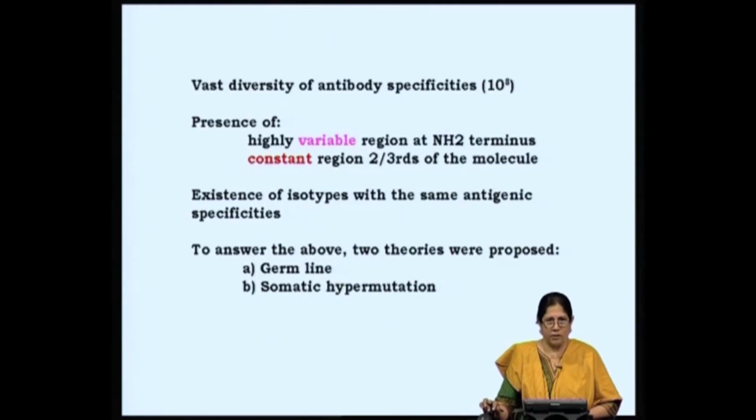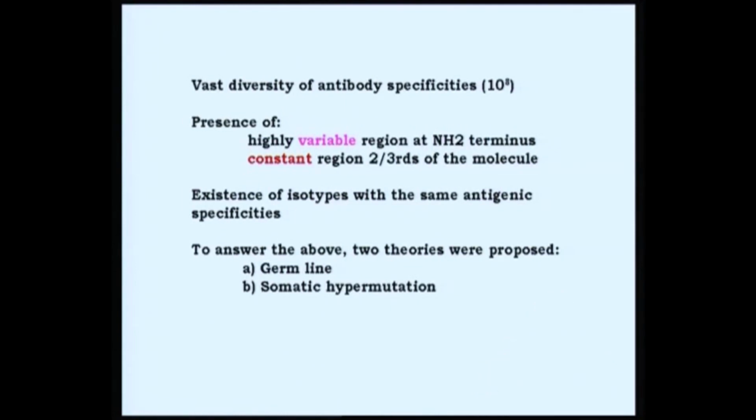Now, the germline theory proposed that we in fact do have that many number of genes which correspond to 100 million different specificities. This of course one can imagine could not be so, because the body cannot invest in such a large proportion of genes being dedicated only to the immune system, not only the immune system, the B cells in specific. So, the second theory that was put forth then was somatic hypermutation.